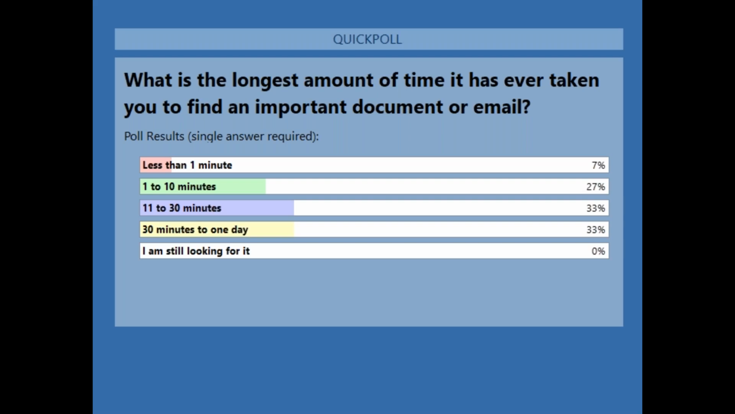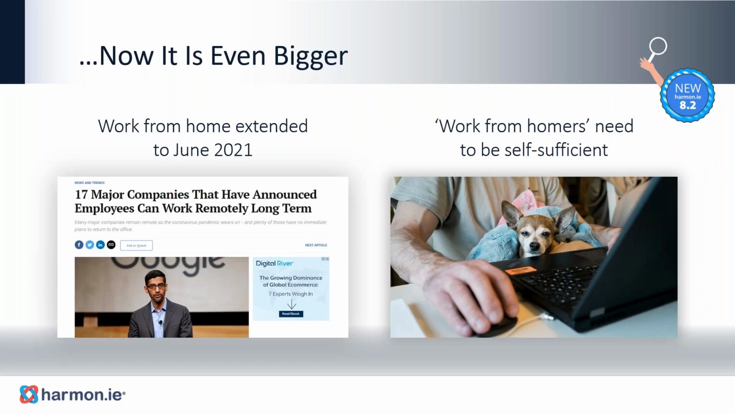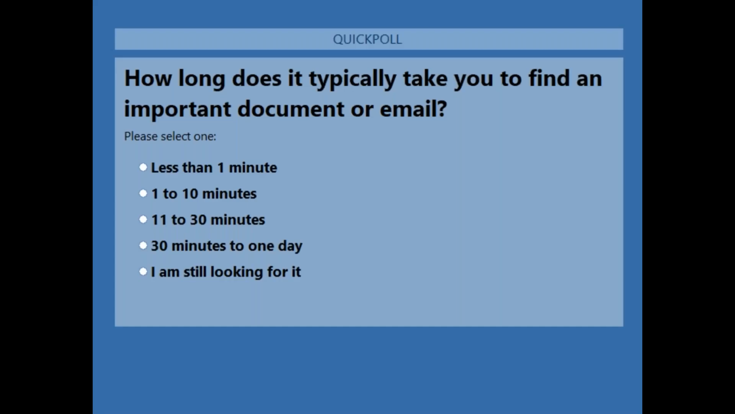And before we go on to look at some of the solutions, we have one more poll question just to get an idea of your daily experience. Okay, the second question is, how long does it typically take you to find an important document or email? Again, less than 1 minute, 1 to 10 minutes, 11 to 30 minutes, 30 minutes to 1 day, or I'm still looking for it.